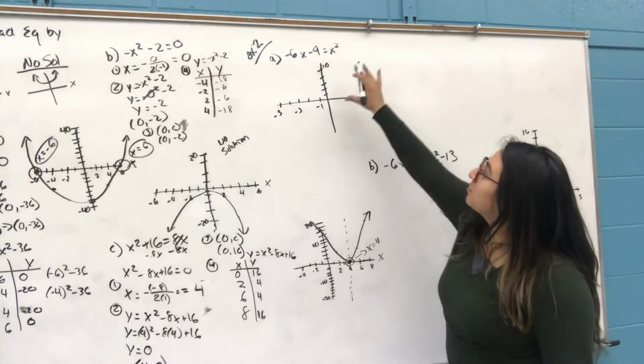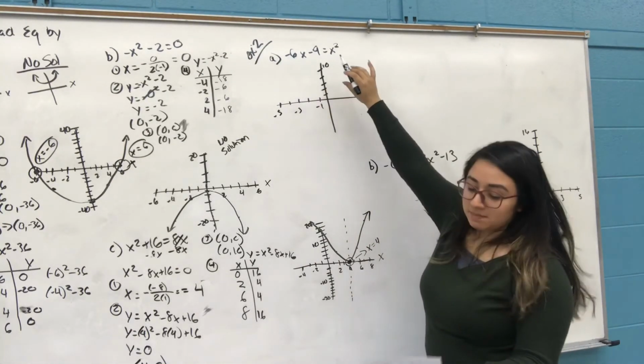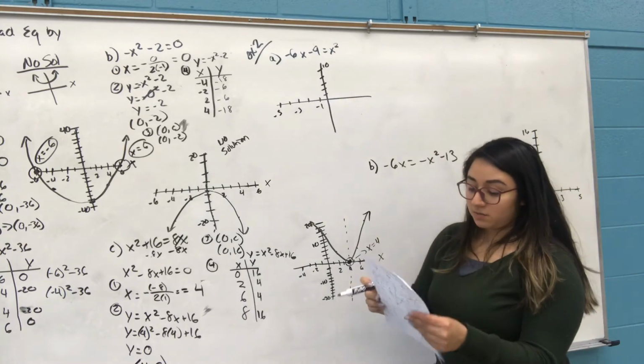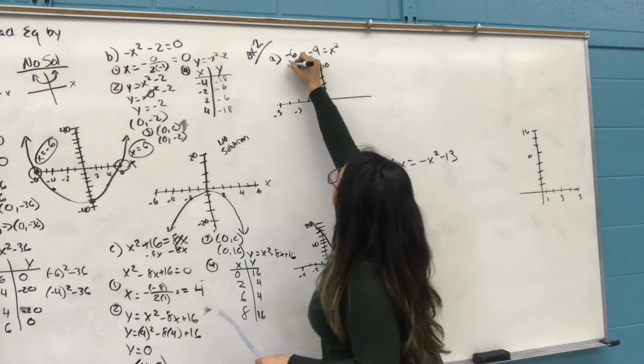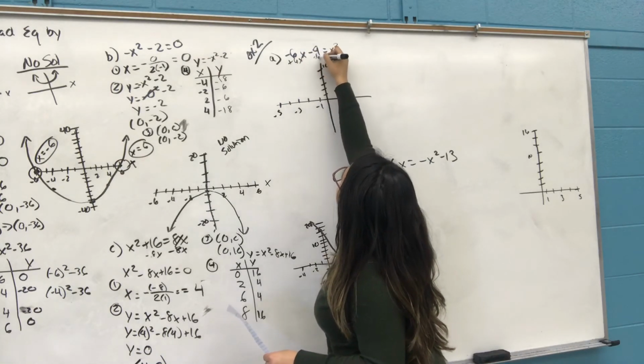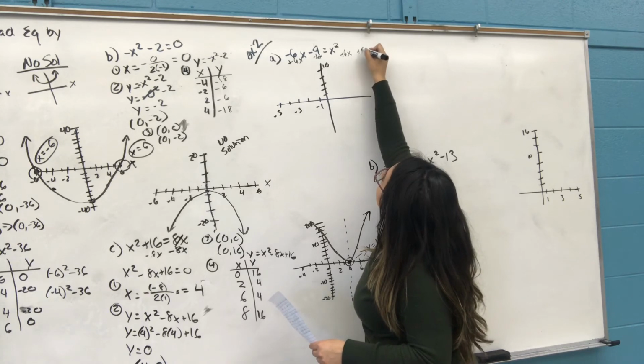So now here we have negative 6x minus 9 is equal to x squared. So we're going to try to get everything on one side. I'm going to move everything over on this side. So then I add 6x and I add 9.